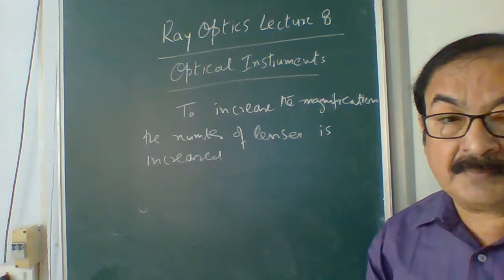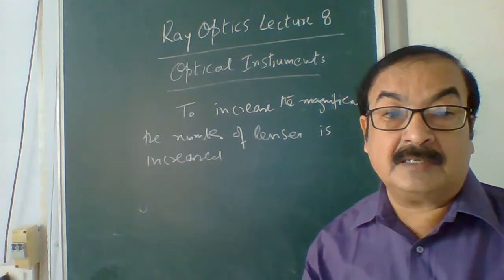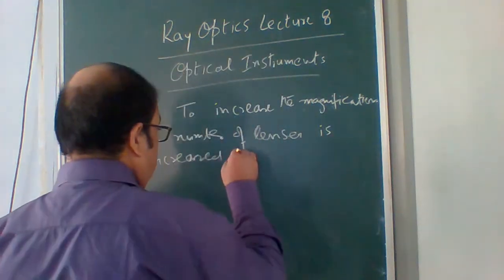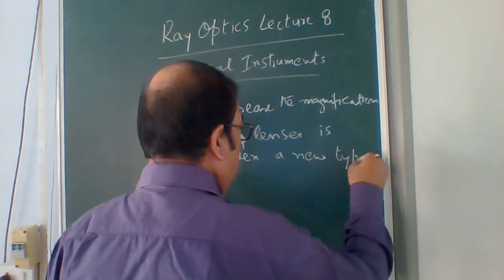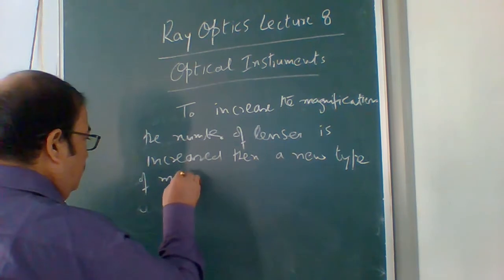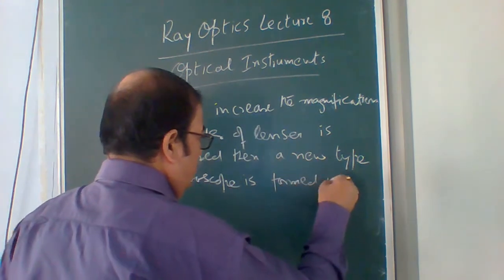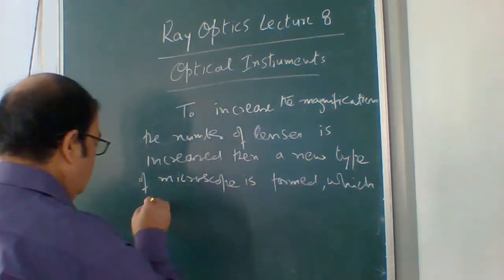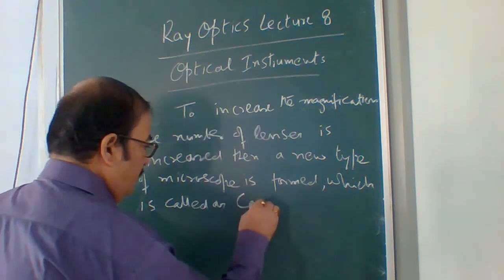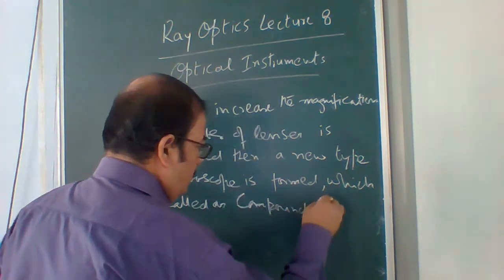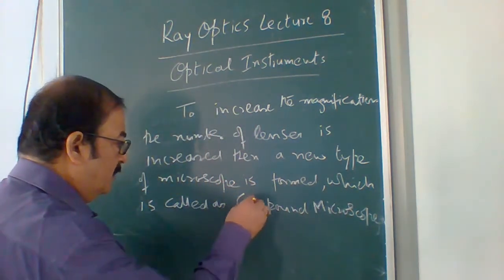Number of lenses increase करना पड़ेगा. जब नंबर ऑफ लेंस इंक्रीज करना पड़ेगा तो उसको सिंपल माइक्रोस्कोप नहीं कहेंगे, we can say it as compound microscope. Then a new type of microscope is formed, which is called as compound microscope.